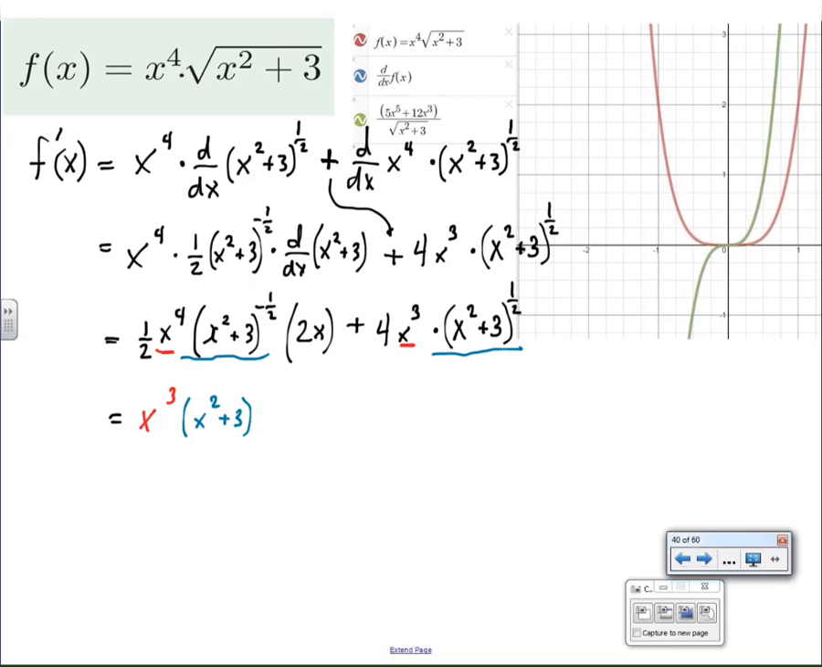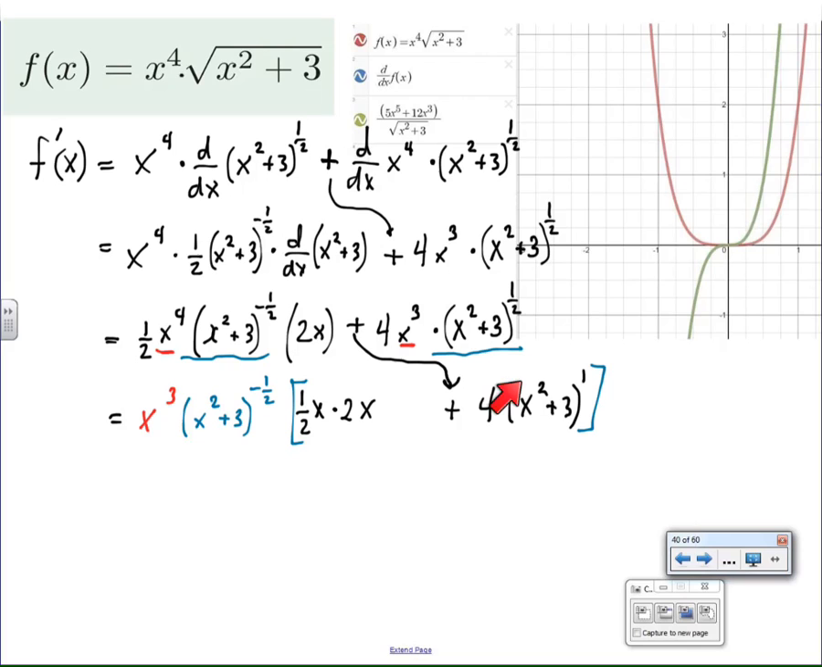The first thing I recognize is what's common in each of these terms. So I see that there's an x to the fourth and there's an x cubed, so there's 3 x factors that are in common, so I'm going to factor those out. And then there's a rule that if you find the lowest power, that's going to be the thing you want to factor out. Negative 1/2 is smaller than 1/2, so I'm going to divide everything by x squared plus 3 to the negative 1/2. So in the first case, that just leaves me with the 1/2, one of the 3 x's, and the 2x. Then we have the plus. We took out x cubed, and we have x squared plus 3 to the 1 power.